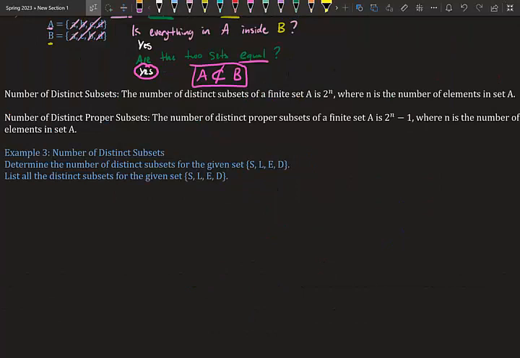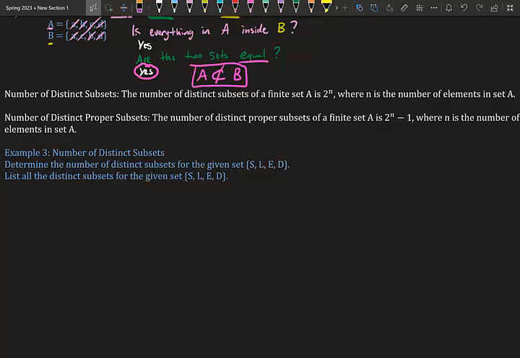Number of distinct subsets. The number of distinct subsets of a finite set A is 2 to the power of n, where n is the number of elements in set A. Number of distinct proper subsets. The number of distinct proper subsets of a finite set A is 2 to the power of n minus 1, where n is the number of elements in the set. So we can actually find how many proper and regular subsets we have of a set. So we can actually figure out how many ways we can arrange a subset or a proper subset.